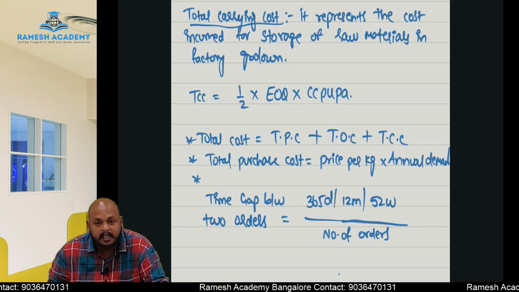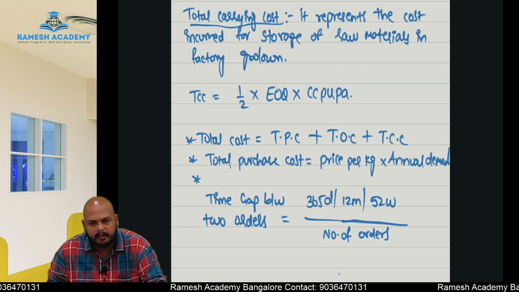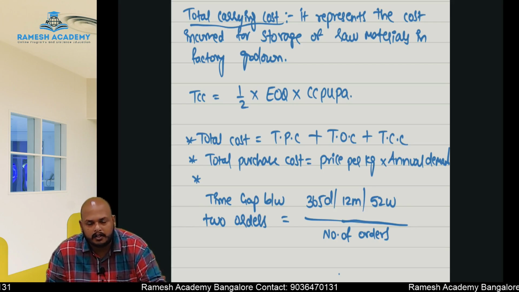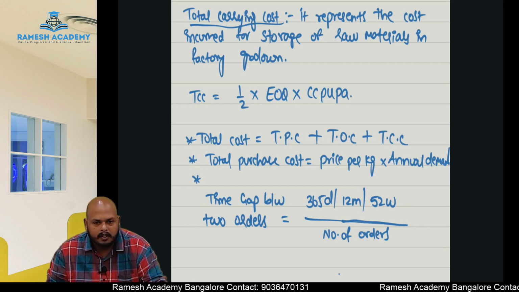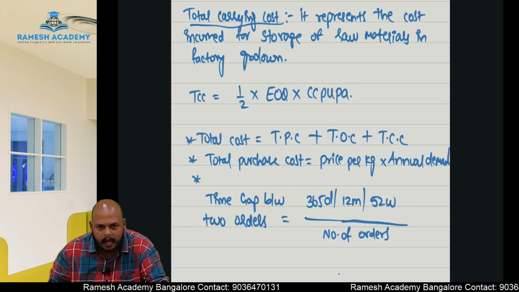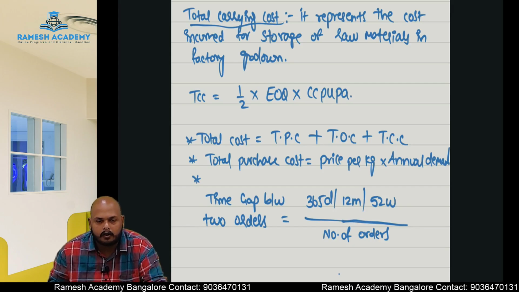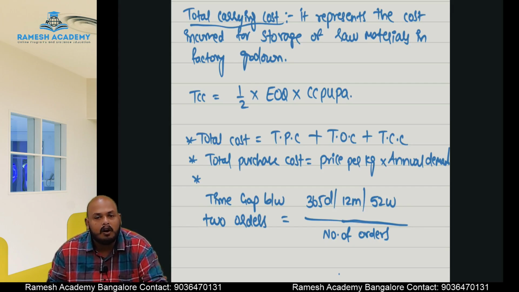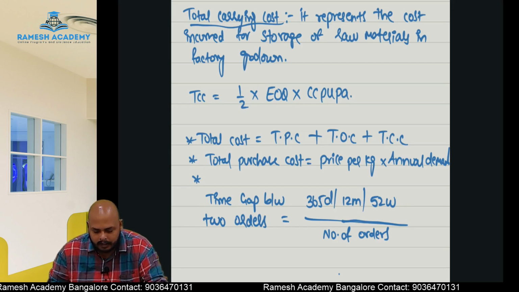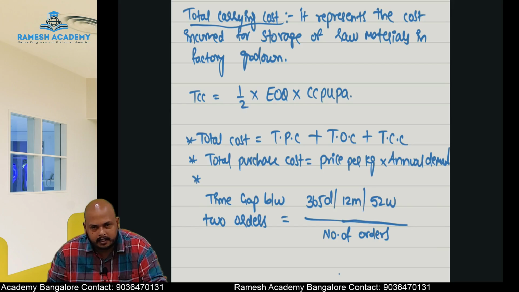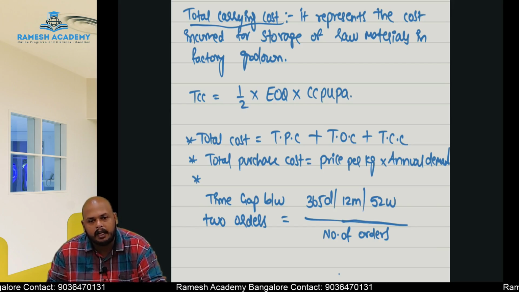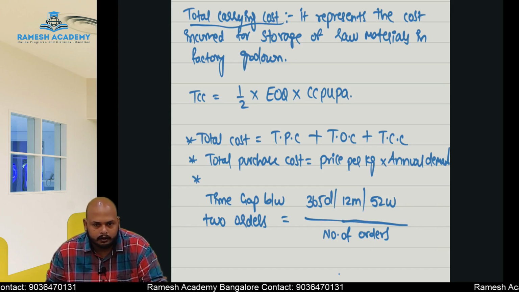Sometimes they will ask for the consecutive time gap between two orders, meaning the time gap between order 1 and order 2. How to find that? It's very simple. If it's in days, 365 days; if it's in months, 12 months; if it's in weeks, 52 weeks; divided by the number of orders.